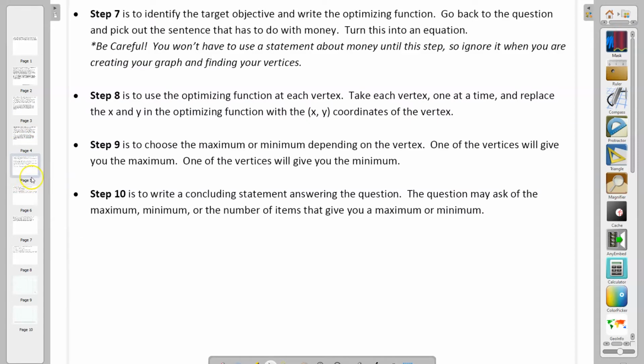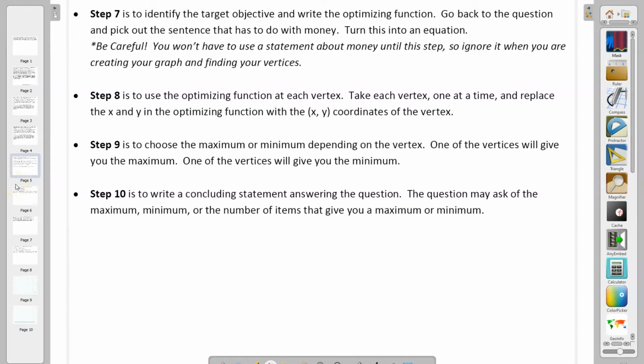If we return to our steps, step 7 is to identify the target objective and write the optimizing function. If you go back to the question and pick out the sentence that has to do with money, that's what you're going to turn into an equation, and that becomes your optimizing function. Be careful, you don't want to use a statement about money until this step, so ignore it when you're creating your graph and finding your vertices. That statement doesn't become one of your constraints. In other words, it's not part of your polygon of constraints.